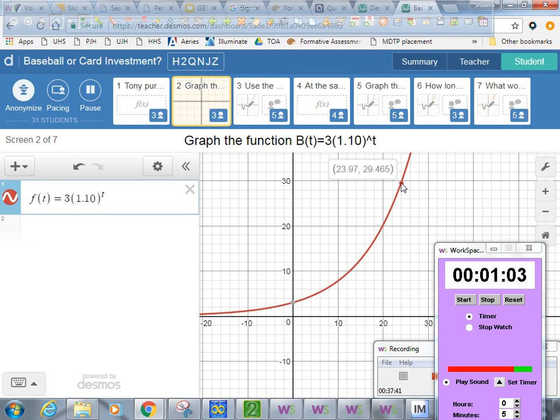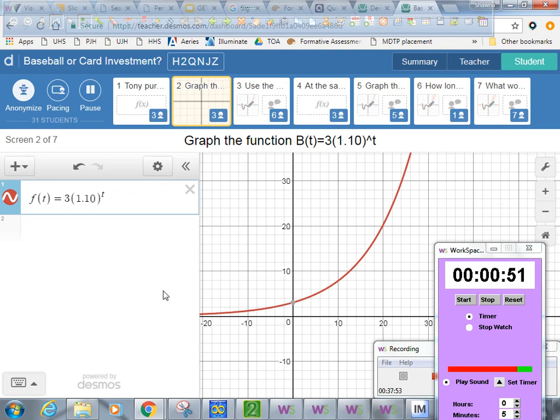So if I want to go up to 30, that would be, let's see, almost, 30 would be 24.17, or a little bit less than that. Yeah. That's how much time it would take to get to 30. So that's just a feature of Desmos that it's important that you know about. That you can solve for things by dragging along this graph here.